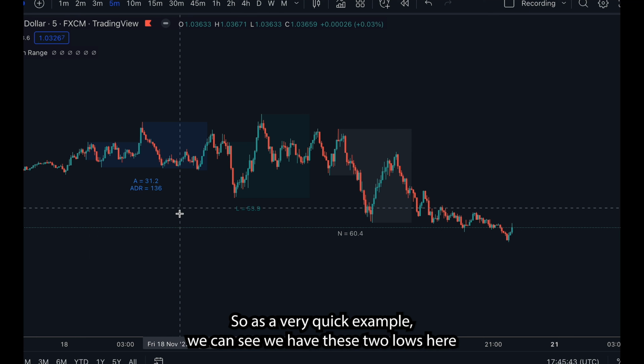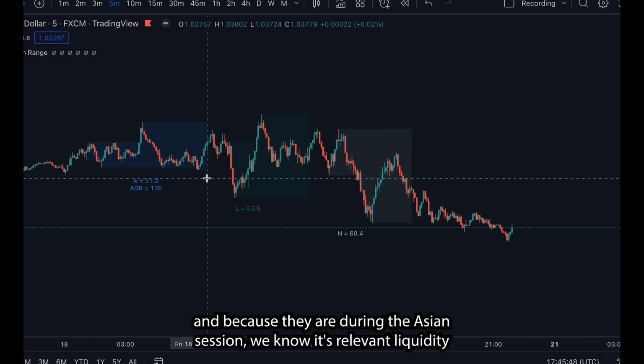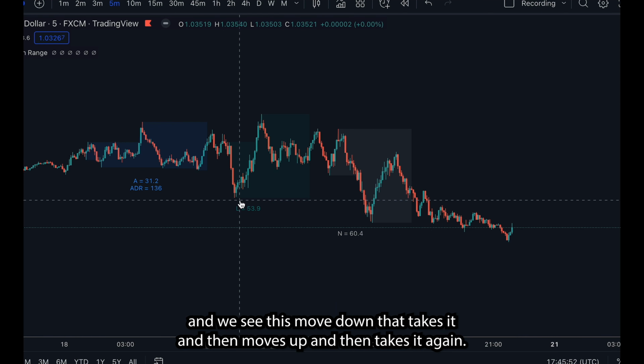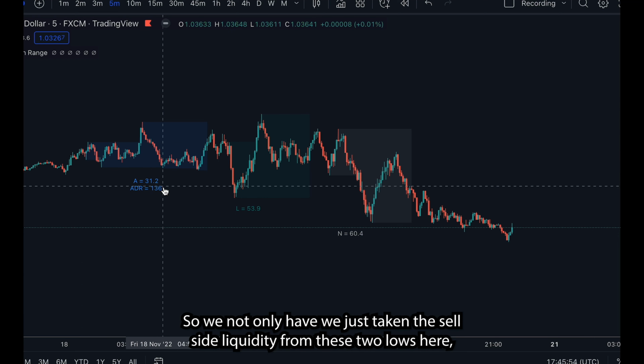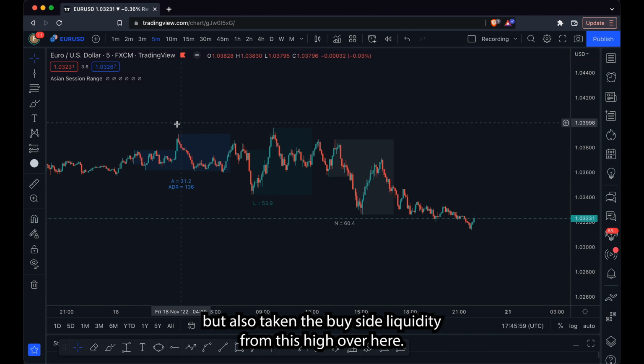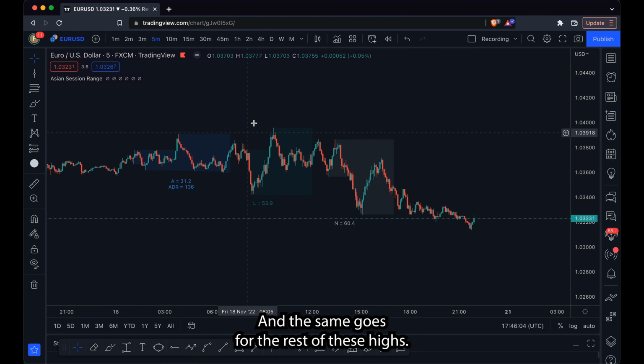So as a very quick example, we can see we have these 2 lows here, and because they are during the Asian session, we know it's relevant liquidity, and we see this move down that takes it and then moves up and then takes it again. So not only have we just taken the sell side liquidity from these 2 lows here, but we've also taken the buy side liquidity from this high over here. And the same goes for the rest of these highs like so.